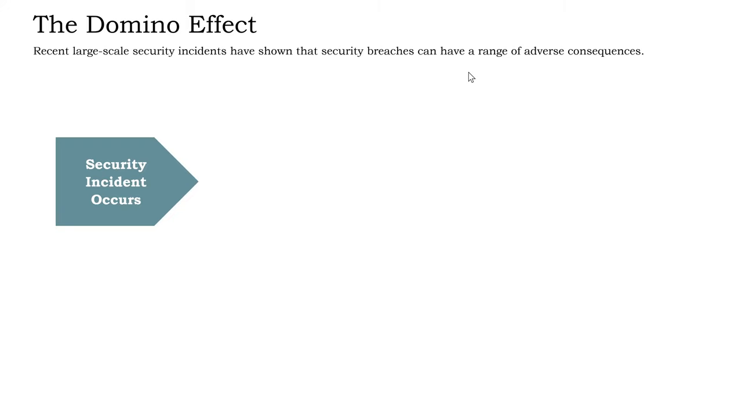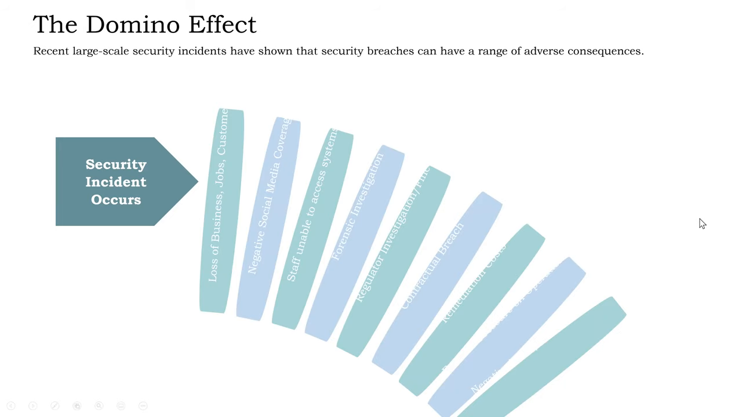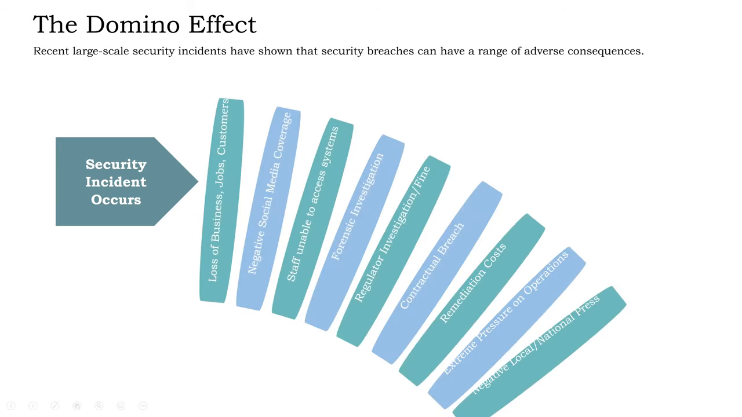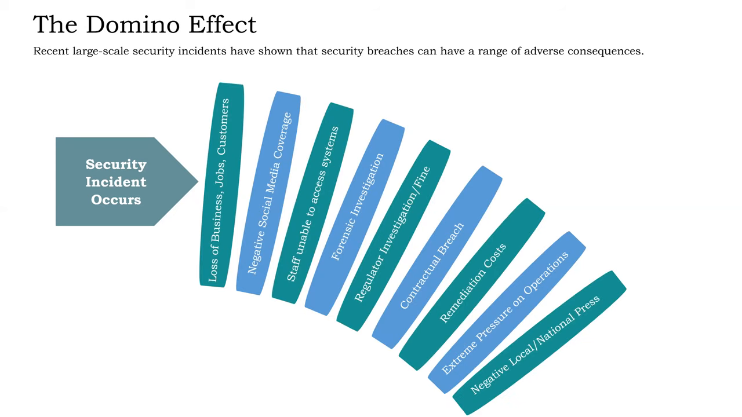All right, loss of data, data breach, data loss, reputational damage, financial loss, loss of reputation. Yeah, that's good. These are all great answers. My understanding is we know what these consequences are, so I'm not going to spend too much time on them. But we have loss of business, loss of jobs, loss of customers, negative social media coverage, reputational damage, forensic investigation, your regulatory bodies will be all over you and telling you to do the right thing, contractual breach. There's a whole lot of things that can happen to you as an organization if you suffer a breach.